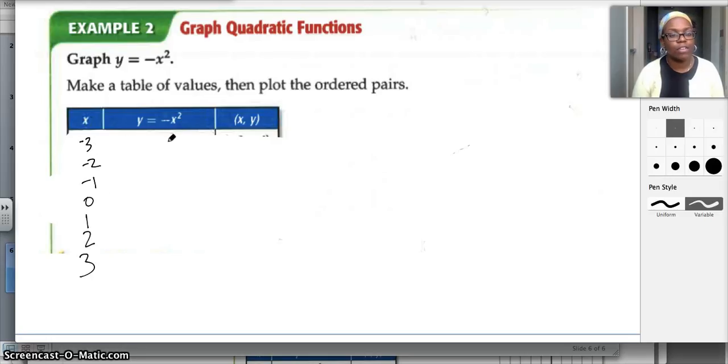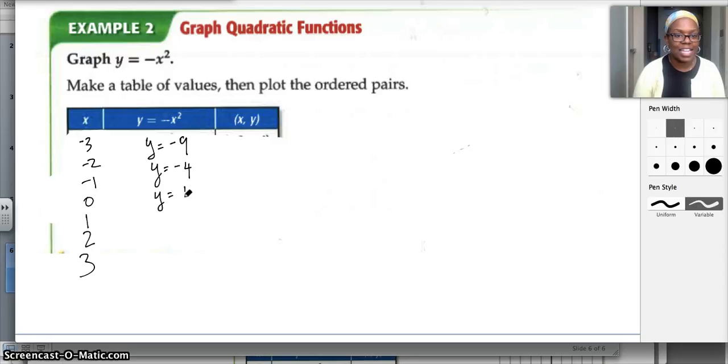If I plug in -3, I'm going to get a +9, but that minus is going to make it negative. So when x is equal to -3, y is equal to negative 9. When I plug in negative 2, that's going to become a positive 4. When I put a negative in front of that positive 4, it's a negative 4. So in that case, y is equal to negative 4.